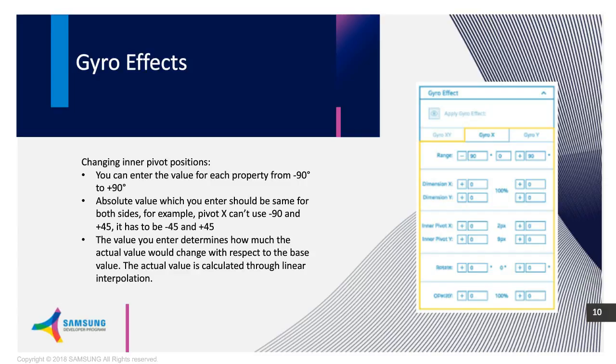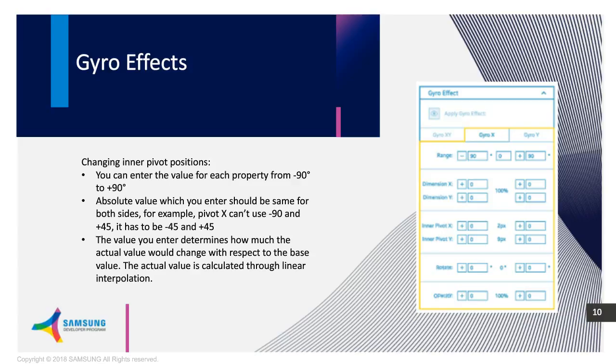Inner pivot is the pixels, the center position of the image where it is at present, and you have the flexibility to even move the inner pivot from one location to another location depending on the gyro tilt, either gyro X or gyro Y. So the value you enter determines how much the actual value would change with respect to the base value. The base value is where currently all the components have been placed. The actual value is calculated through linear interpolation.